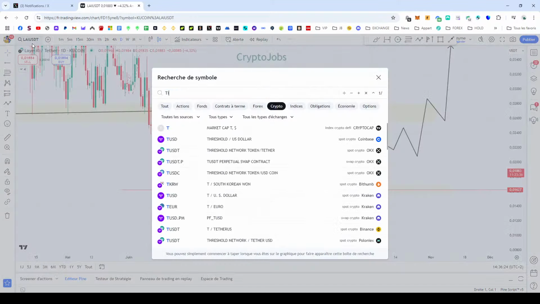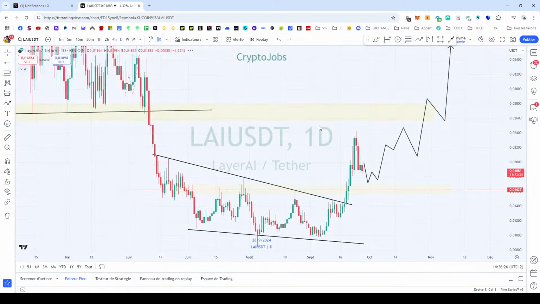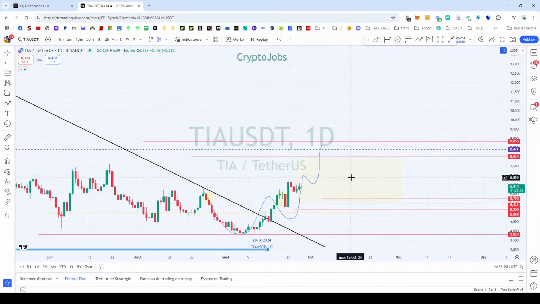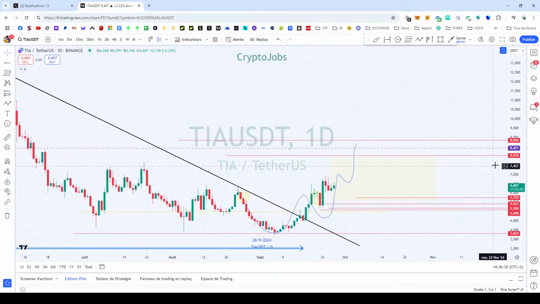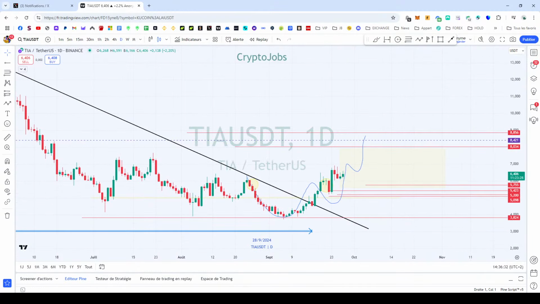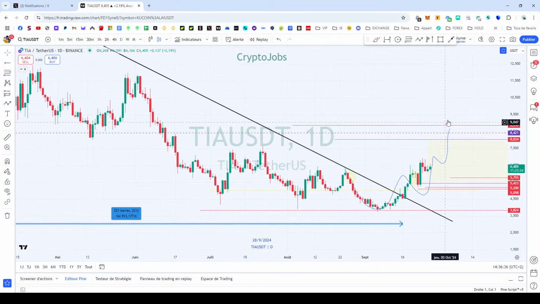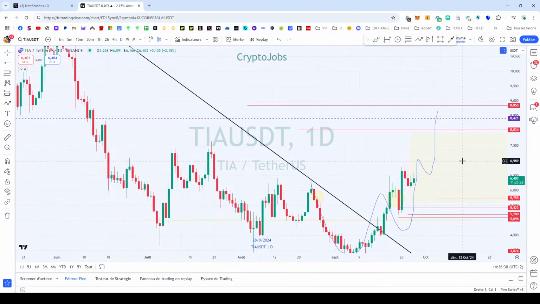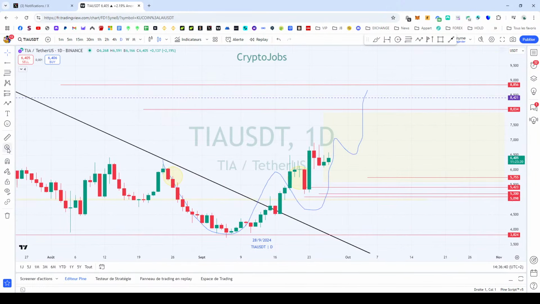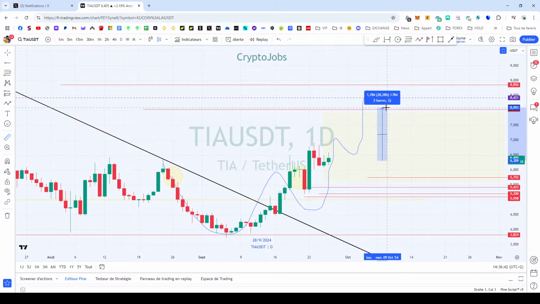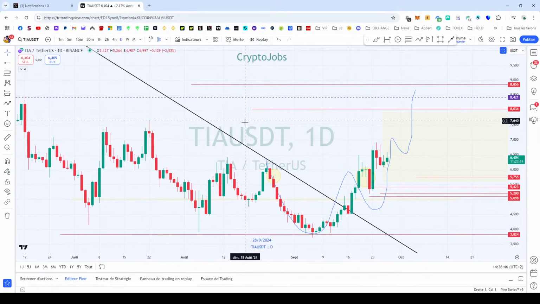So I will start with Celestia, USDT, TIA. I will show you my midterm view, so it will be a few days. I think this setup can play in a few days, maybe some weeks if you are patient. I think there is a lot of gain to be taken here. As you can see, it's following perfectly the update I shared.